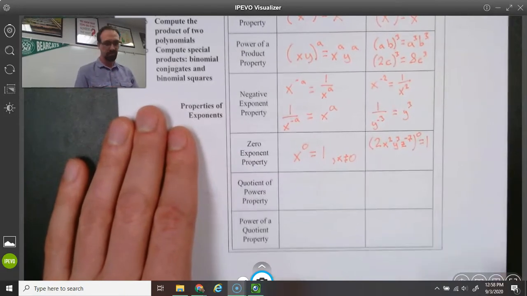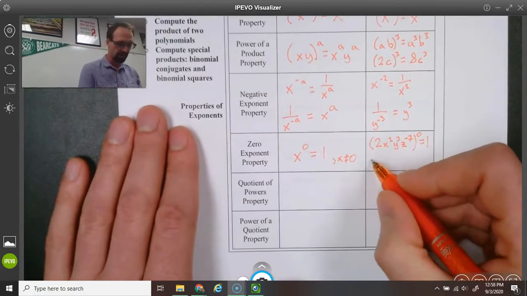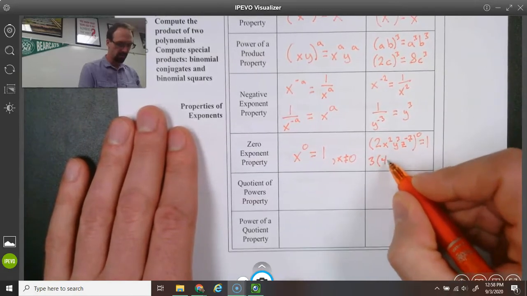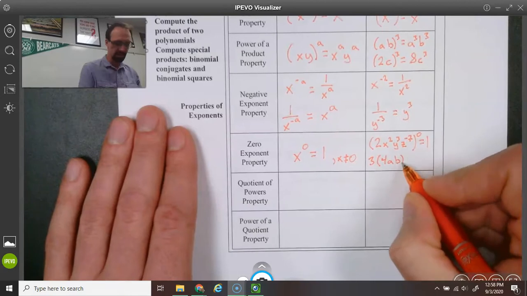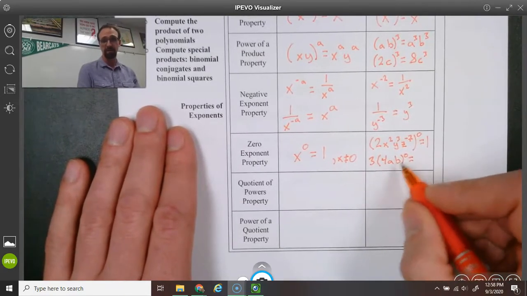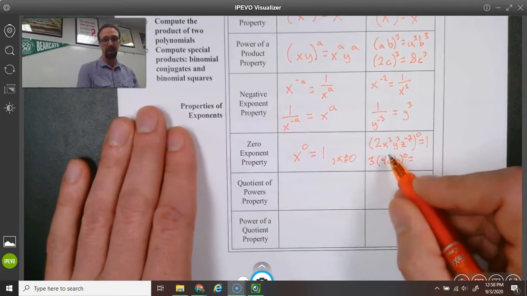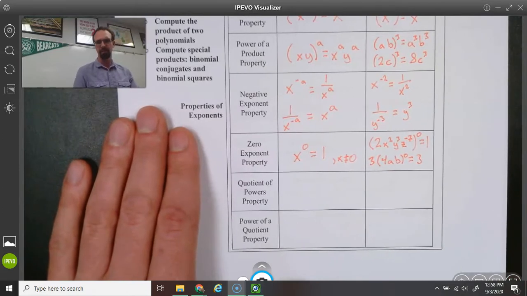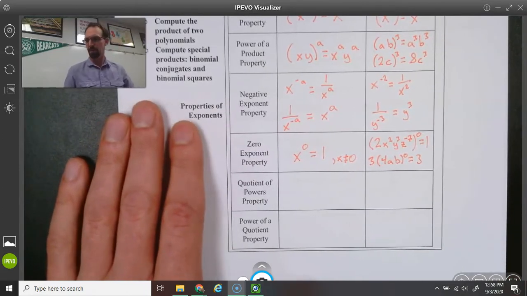It's 1. If you have something that's outside the parentheses, though, say if I had 3 times (4ab) to the 0 power, just this part is raised to the 0 power. So this part becomes 1, but I still have a 3 there, so 3 times 1, so you'd be left with 3. So be careful. That's where some students make mistakes.